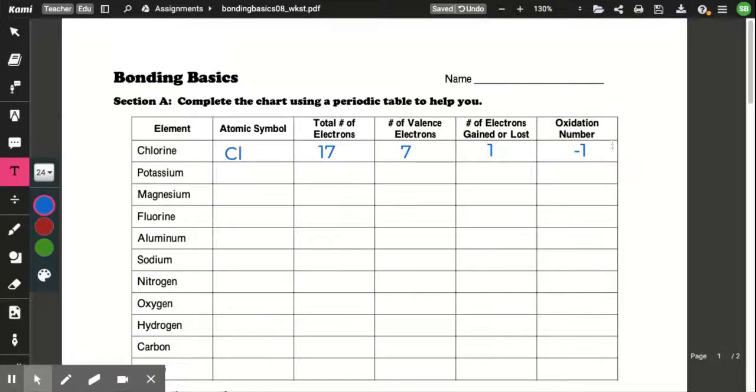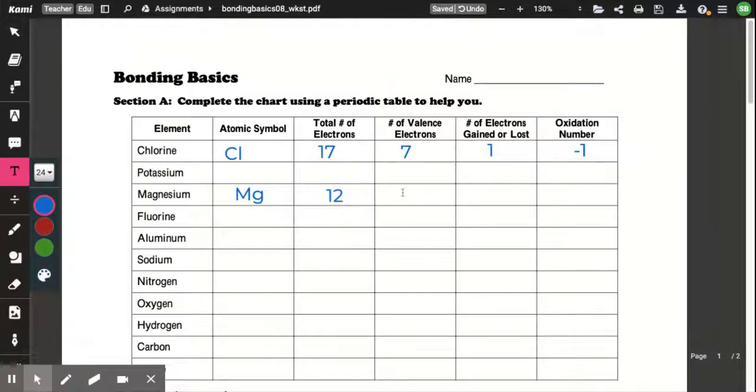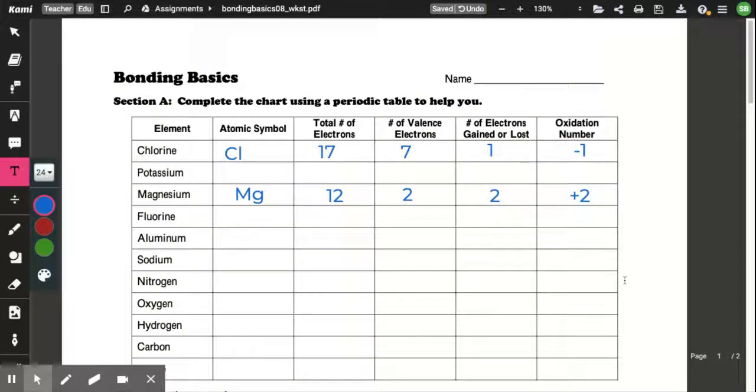The oxidation number gets people sometimes. So if you are gaining electrons, you're going to have a negative oxidation number. And if you're losing electrons, you'll have a positive oxidation number. So if I do another one, let's do magnesium. Okay, so magnesium is going to be Mg for its atomic symbol. Its total number of electrons would be 12. Its number of valence electrons is 2. So in this case, it's going to be easier for this atom to lose 2 electrons rather than gain 6 more. So it's going to lose 2 electrons. And if it's losing 2 electrons, it gives it an overall charge of +2. Okay, so that's what you'll do as you go through these.